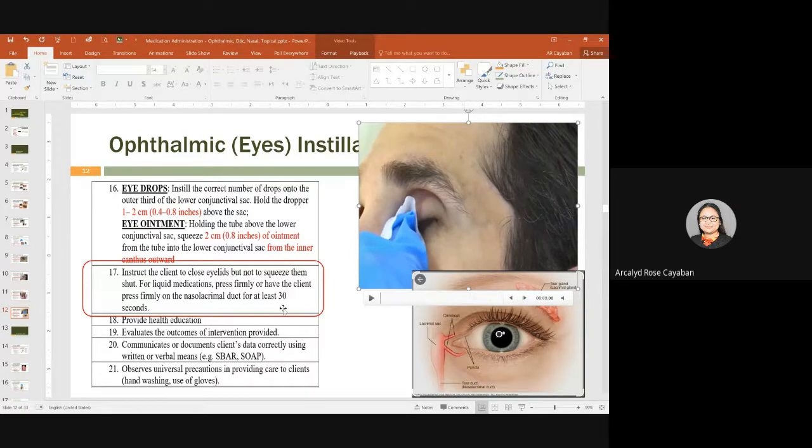Where is your lacrimal duct? This is your lacrimal duct hole. So you have to press on this area. Can you see this on this video? I'm encircling it. Okay. You have to press this area or ask the client to press it for 30 seconds. Clear? Now, after that, of course, you have to provide health education, document, observe universal precaution, and evaluate the client.